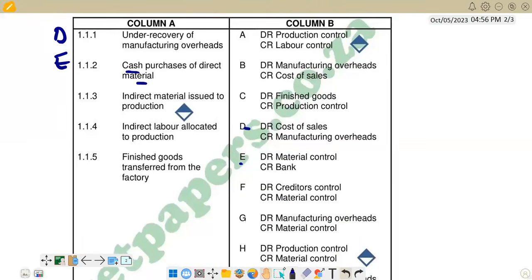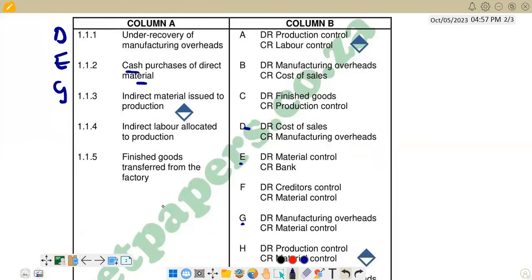Right. If you look at G, we have got the manufacturing overheads and material control, and this material is being taken from the material control because this material control is an asset account, which means it will be on the debit side. So when we are transferring it to the production process, we are crediting it as we are subtracting it. Then we take it to the manufacturing overheads as a cost now. So G is most appropriate there for 1.1.3.